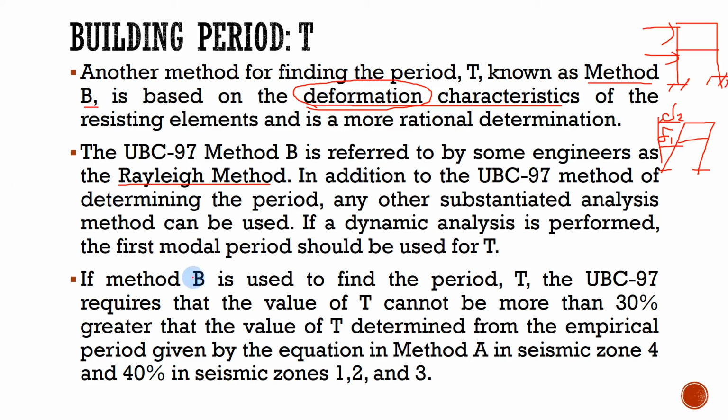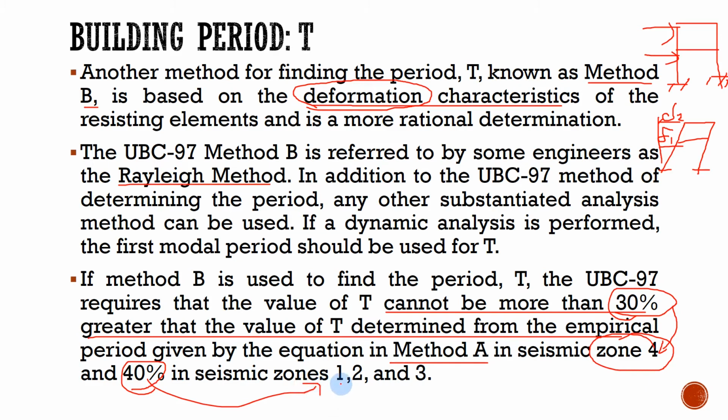But method B, guys, is also dependent on method A. Since if method B is used to find the period T, the UBC 97 requires that the value of T cannot be more than 30% greater than the value determined from the empirical method given by the equation in A, in seismic zone 4. So 30% for seismic zone 4, then 40% in seismic zones 1, 2, and 3.